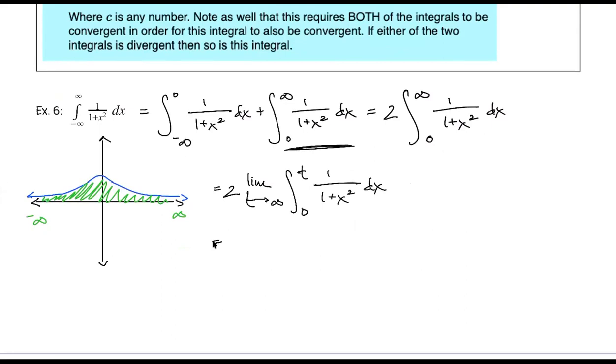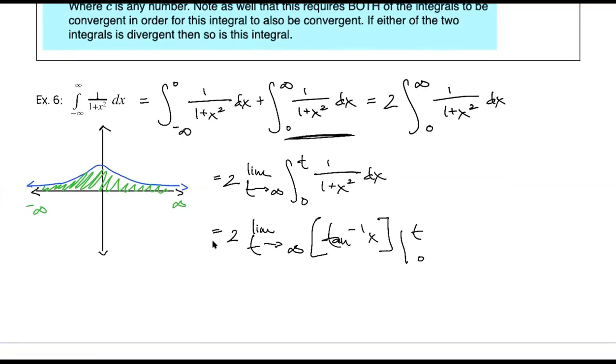I know exam 1 had a ton of crazy integrals, but this one is one of our tried and true ones, right? We're not using u-sub here, but we are looking for arctan. And so we're going to have 2, the limit as t approaches infinity of arctan of x, and we're going to plug in t, and we're going to plug in 0. And so that's going to give us 2 times this limit as t approaches infinity of arctan of t minus arctan of 0.